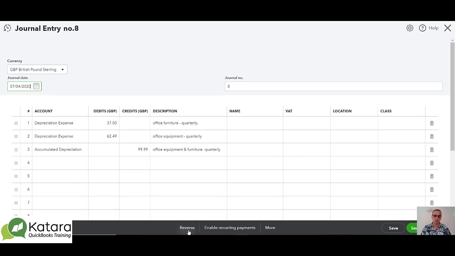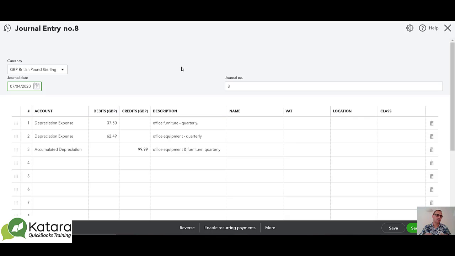We have got a reverse button at the bottom of our journal, so there will be certain instances of journals where we might want to reverse a journal, which would then date it the beginning of the next month, and it would switch round the debits and the credits to reverse out the entries that were done on the original journal. And there are some instances where that can be very useful within the QuickBooks file.